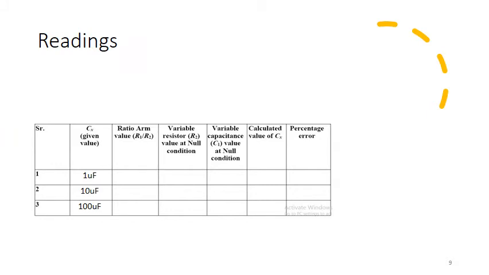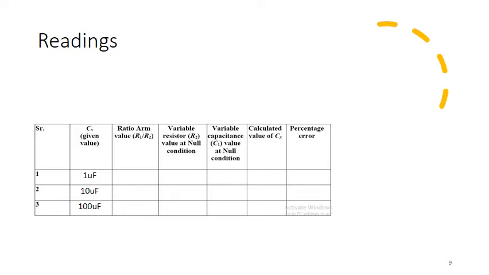In the first step, we will take the unknown value as 1 microfarad. Gradually we will increase the value of the unknown capacitor, that is 10 microfarad, 100 microfarad. We can choose these values randomly, and then we will fill out the values corresponding to these unknown capacitances.